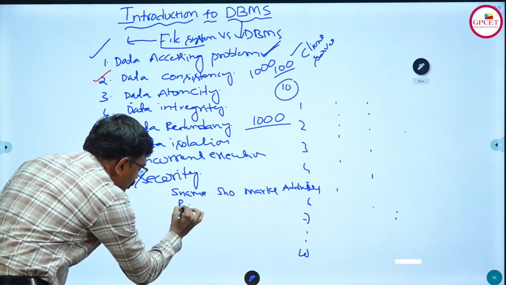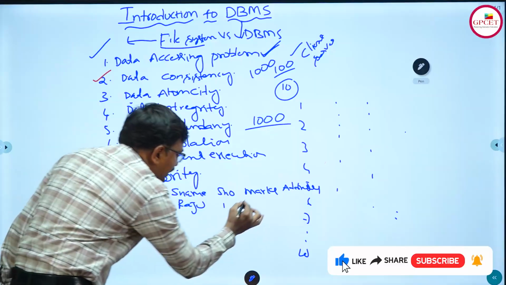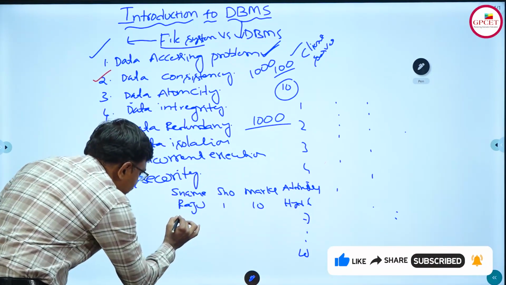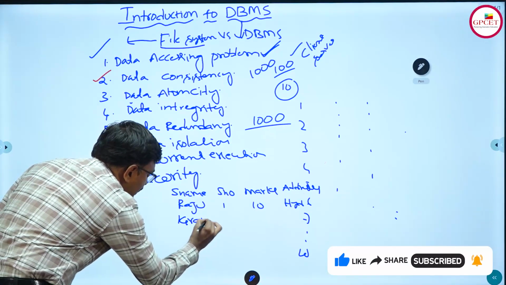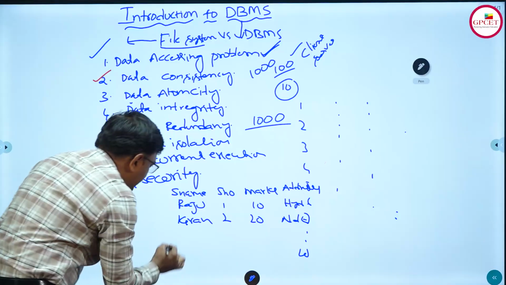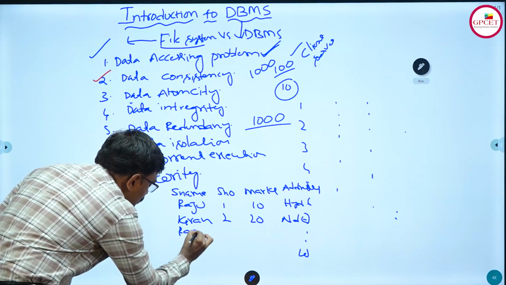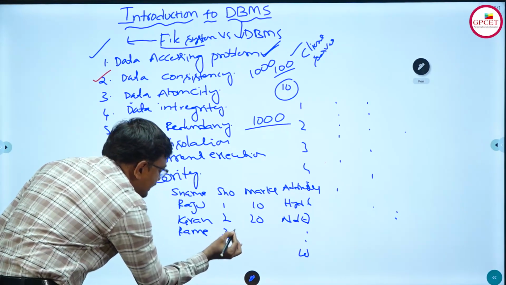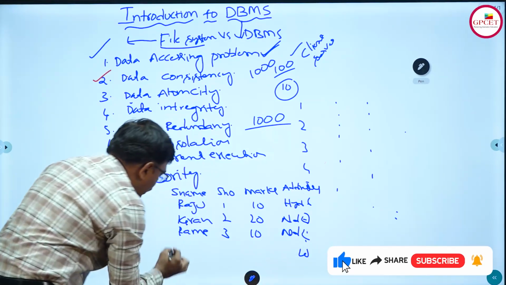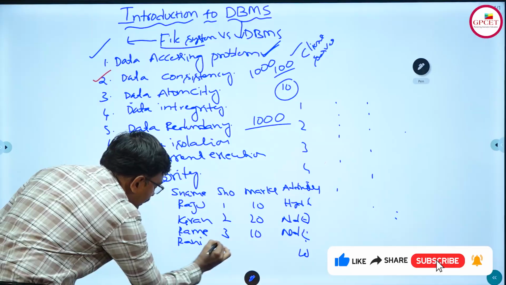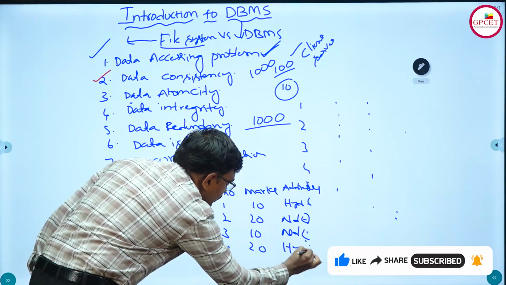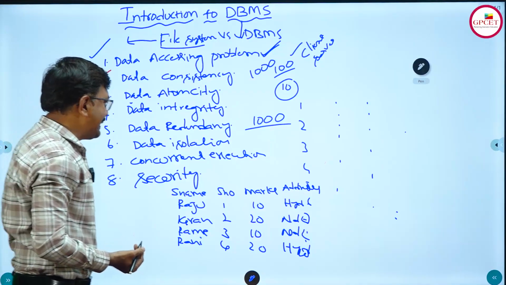Student name Raju, S number 1, marks 10, address Hyderabad. Kiran, S number 2, and then 20, Nandyal. Next Ramu, S number 3, marks 10, same Nandyal. Rani, 4, marks 20, Hyderabad. Observe here in this table.